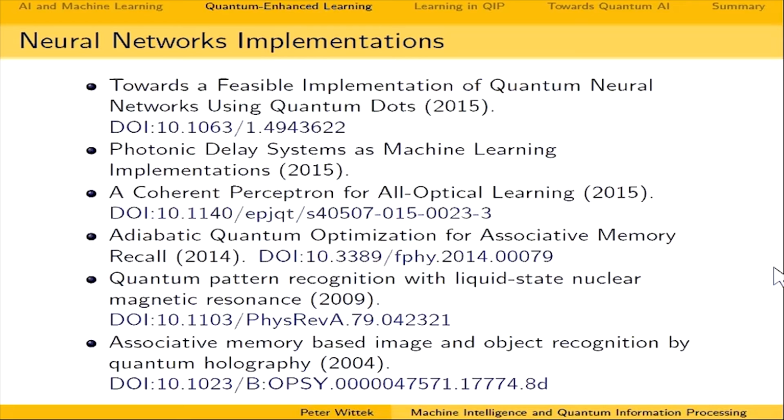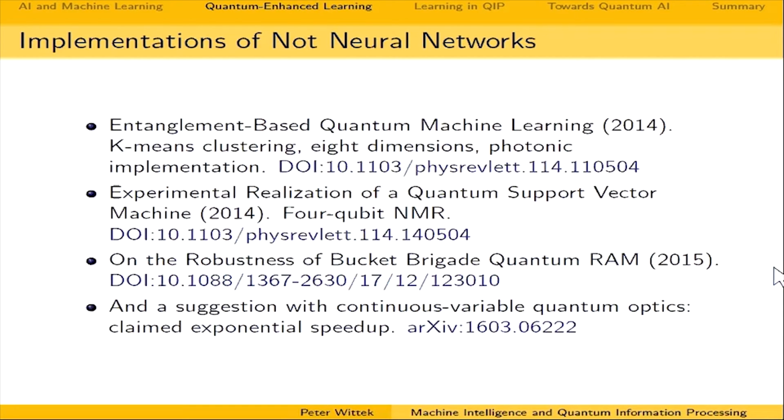And there are fewer implementations of things that are not neural networks. Two years ago, they implemented Seth Lloyd's proposal for support vector machines, and also for k-means clustering. One is 4 qubits, and the other is 8. And that's about it. So you can't really scale that up further. They also investigated whether Seth Lloyd's quantum realm proposal is scalable, and it's not.